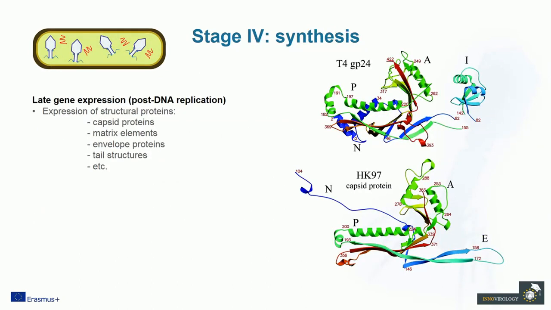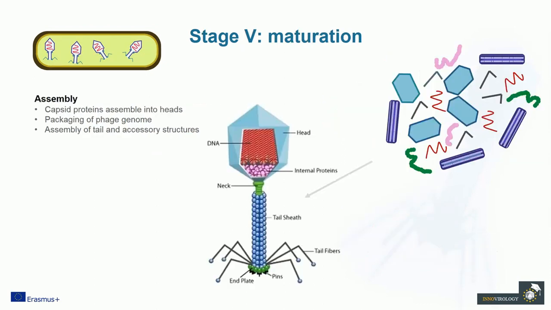When multiple copies of the phage genome are present, the late genes are expressed, synthesizing structural proteins required to assemble new phage particles. Capsid proteins, matrix elements, envelope proteins, and tail structures are some examples of these late proteins. In the maturation stage, the synthesized phage elements are assembled into mature virions. The capsid proteins assemble into heads and the phage genome is linearized and packaged. The tail and accessory structures are attached to this phage capsid.